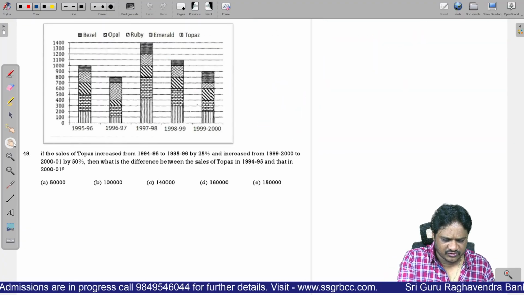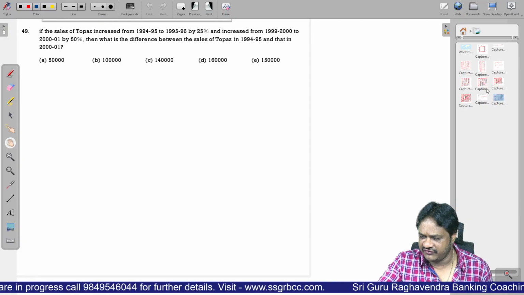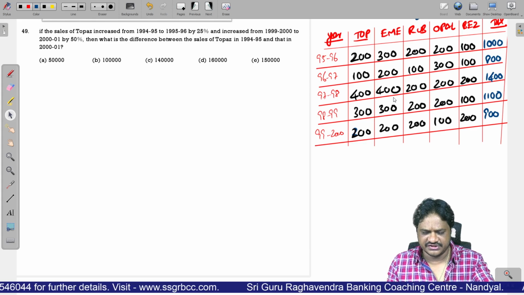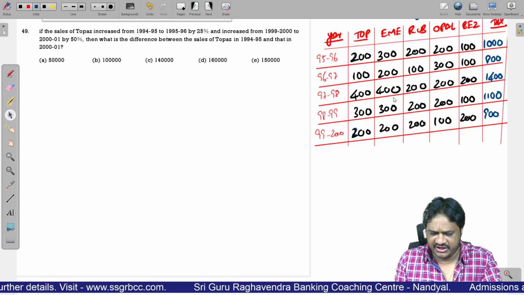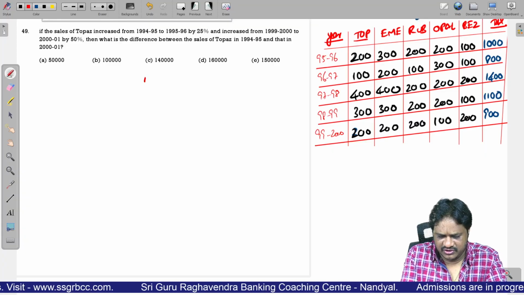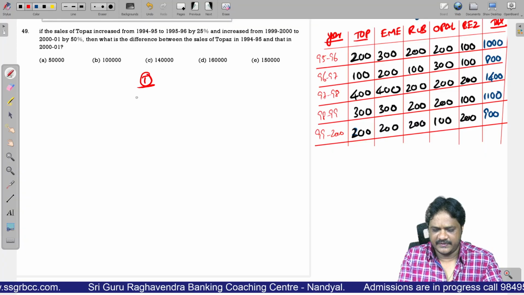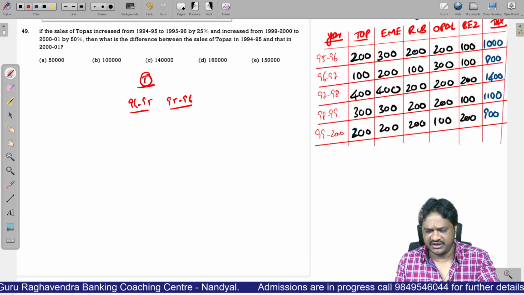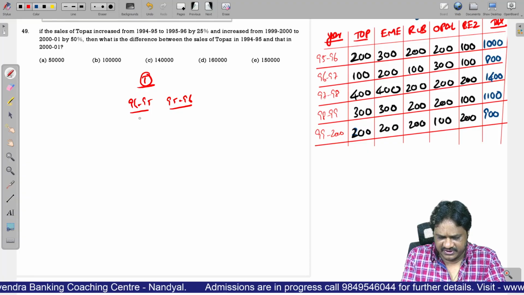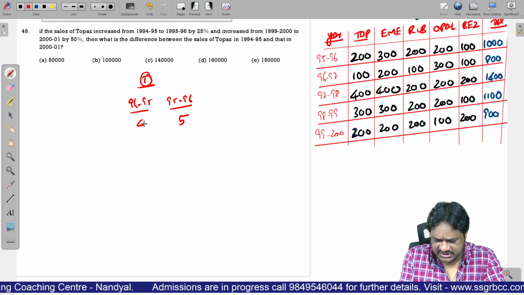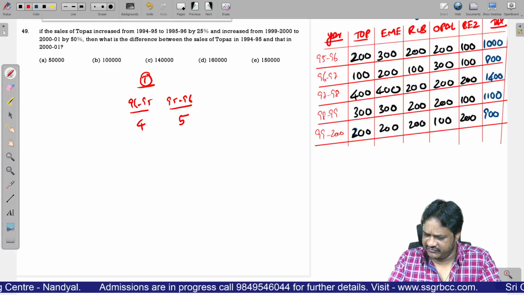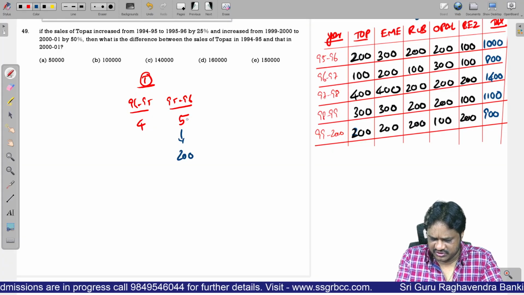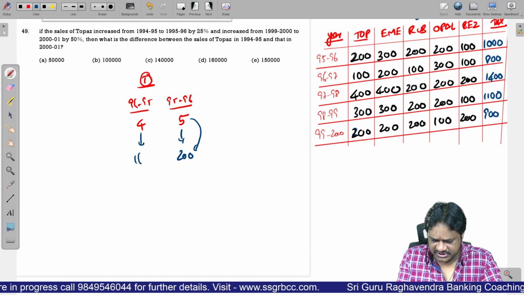If the sales of topaz is increased from 94, 95 to 95, 96 by 25%, so now we have to take the topaz value. Increased by 25% means this will be 5 parts, this will be 4 parts. 94, 95 we don't have. 95, 96 topaz value is 200. So 4 parts is 200, 5 parts equal to 160.